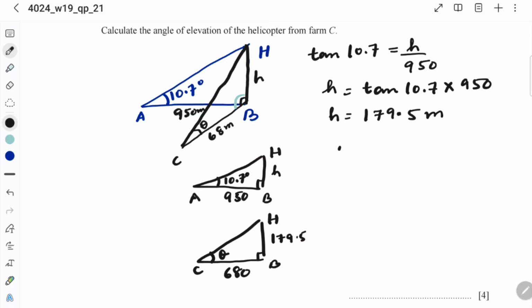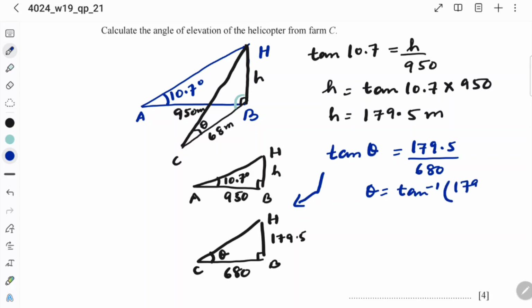So tan of theta, I'm calculating for this one. Tan theta is equal to TOA, O over A, 179.5 divided by 680, and theta is tan inverse of 179.5 divided by 680. You should recognize which one is adjacent, opposite and hypotenuse. So whenever you calculate, you will get 14.8 degrees as the angle of elevation in this question. So that is the answer for this part.